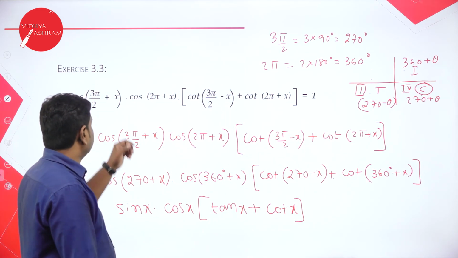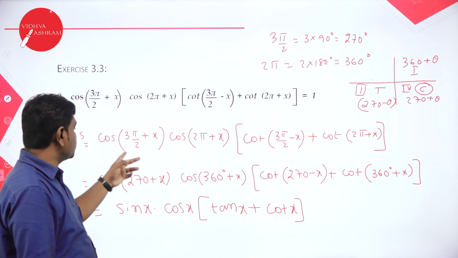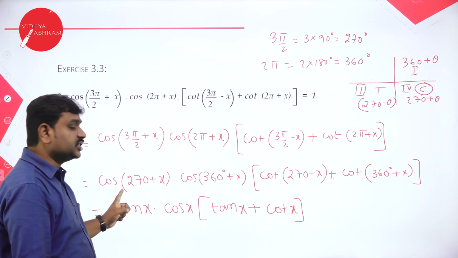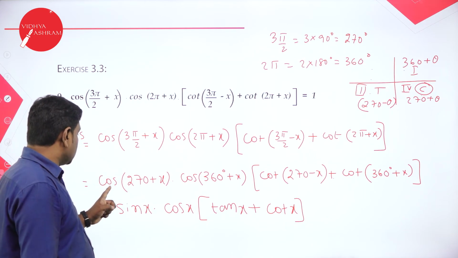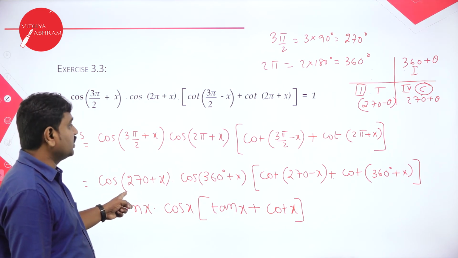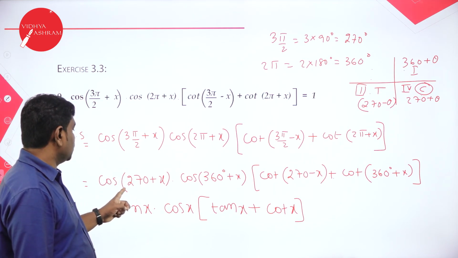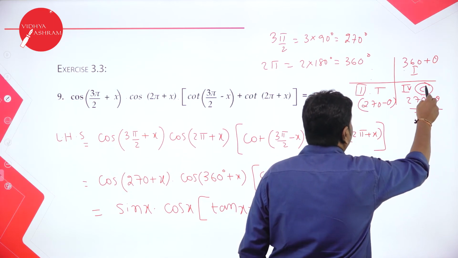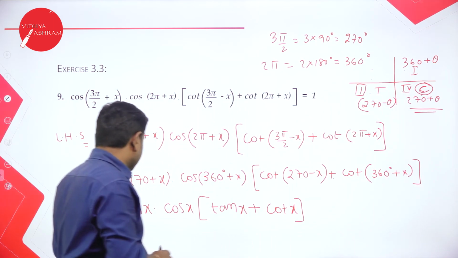Cos of 3 pi by 2. 3 pi by 2 means 3 times 90. 3 times 90 means 270. Cos of 270 plus theta. For 270 function changes to co-ratio. Cos becomes sin x. And 270 plus theta is in fourth quadrant. In fourth quadrant alphabet is C. So it matches, so positive sin x.